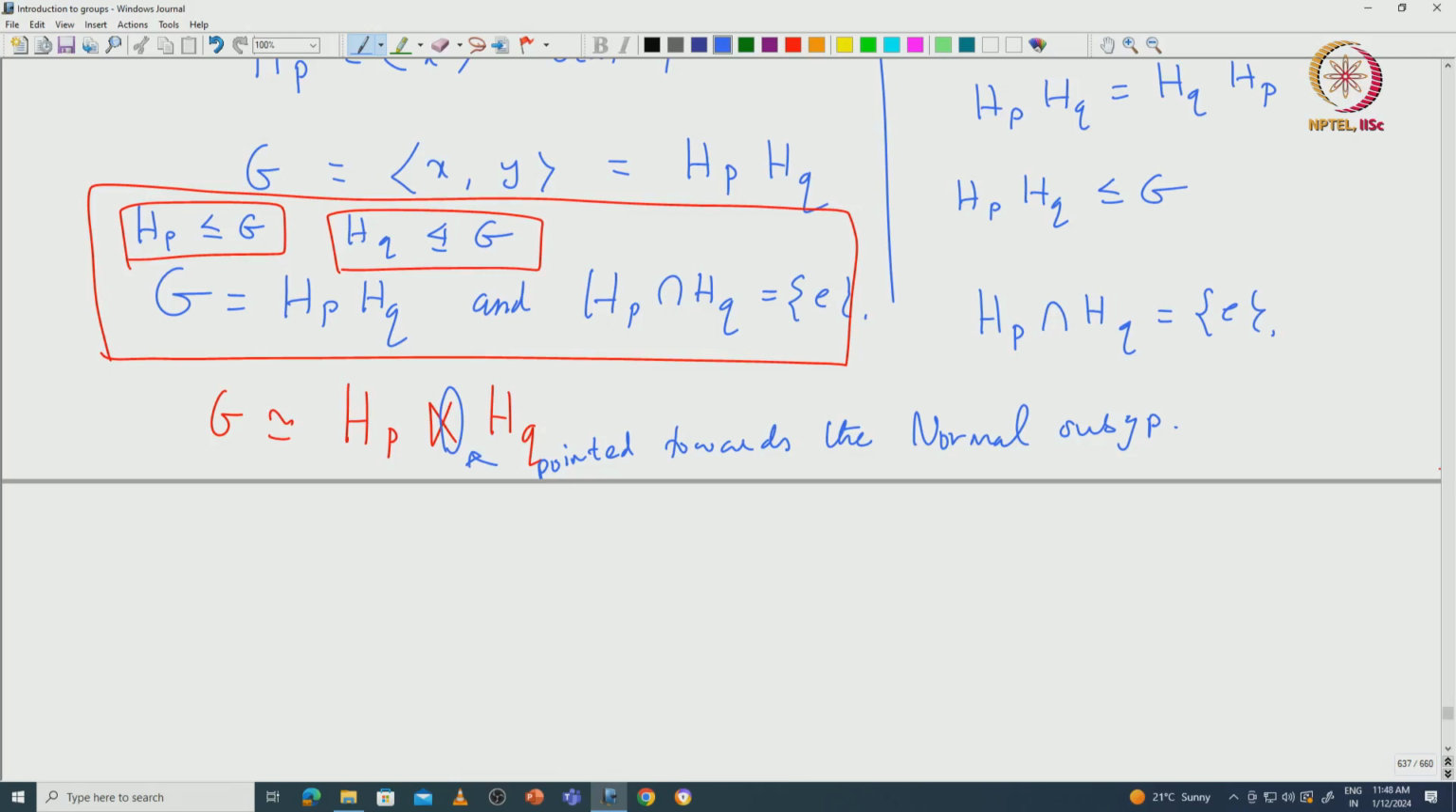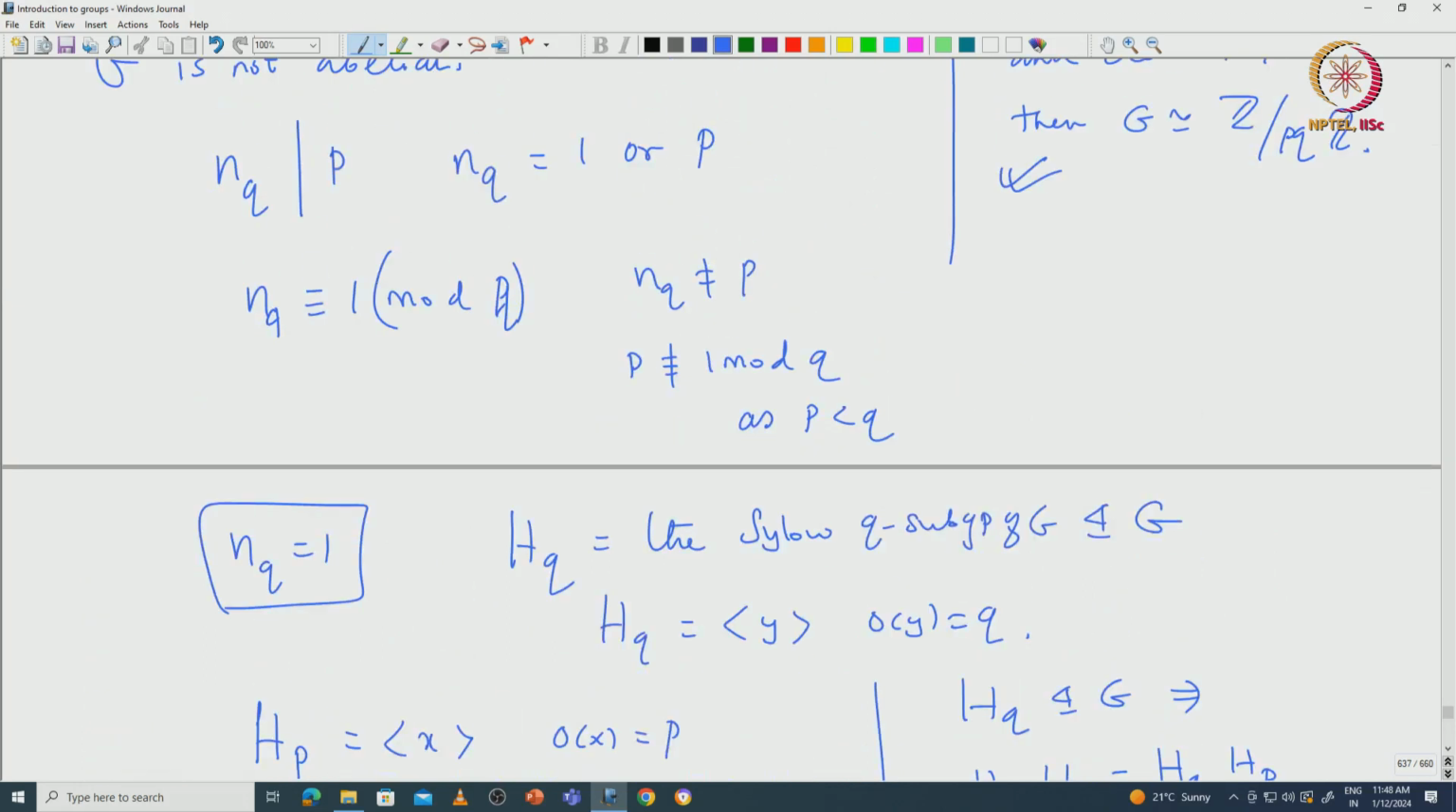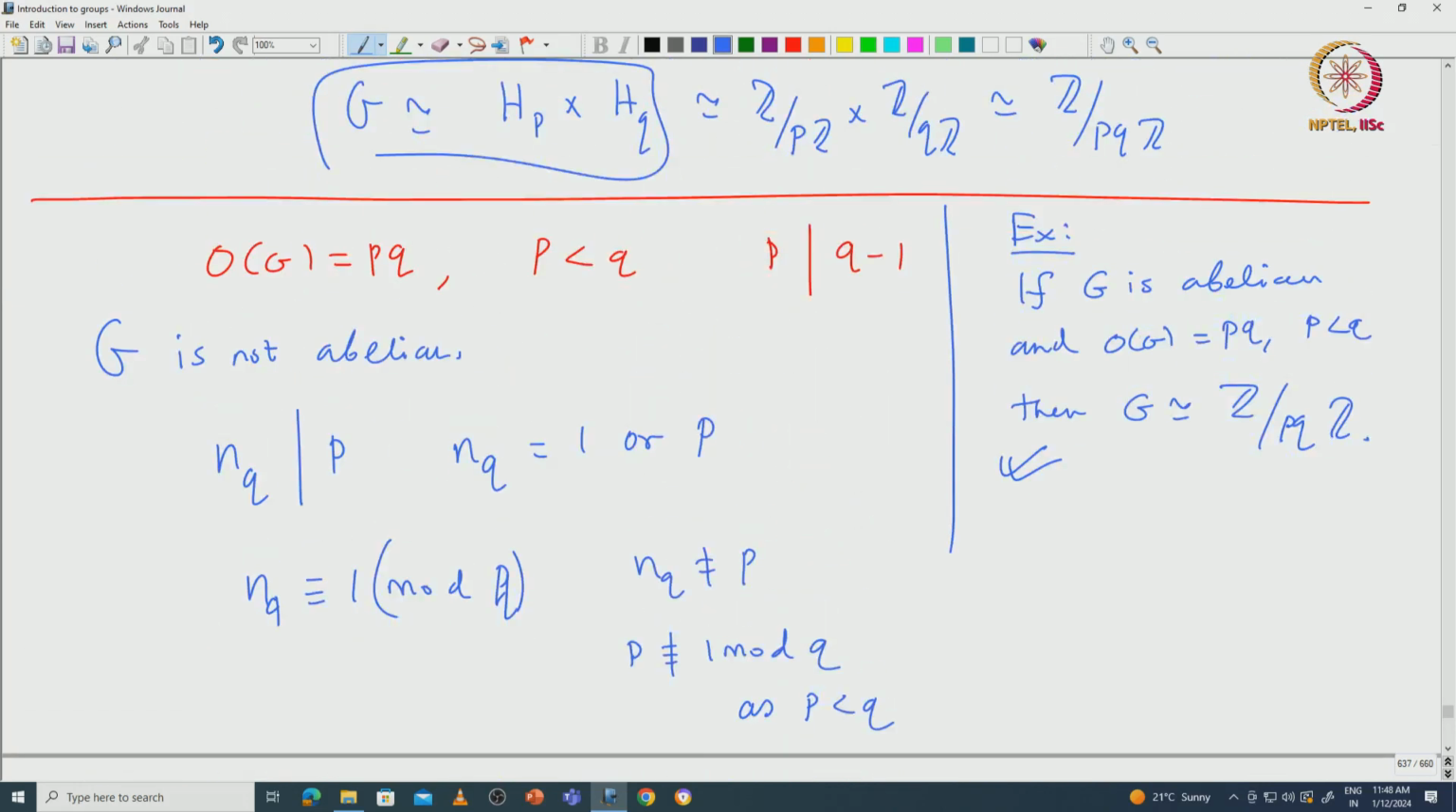The semi direct product not only depends upon the two subgroups, it also depends upon how one of the subgroups is acting on the other subgroup via conjugation. Maybe in the next class I will explain all those details. But what this analysis says is, once you know what a semi direct product is, then using Sylow's theorems you are able to determine all possible groups of order PQ, for distinct primes P and Q.